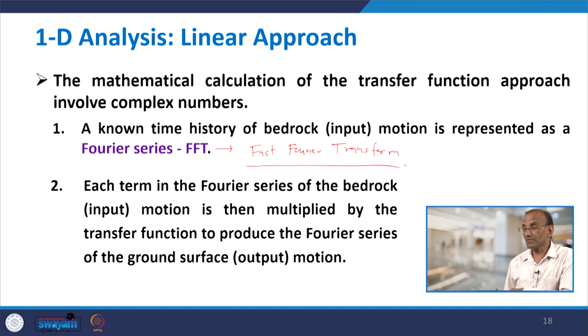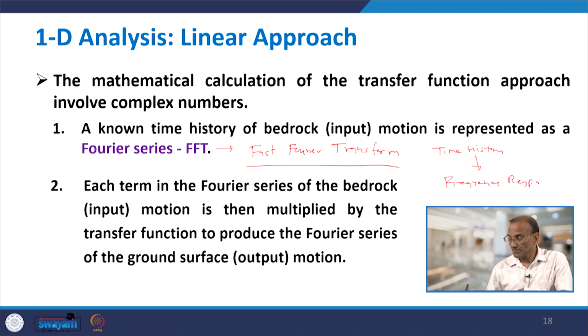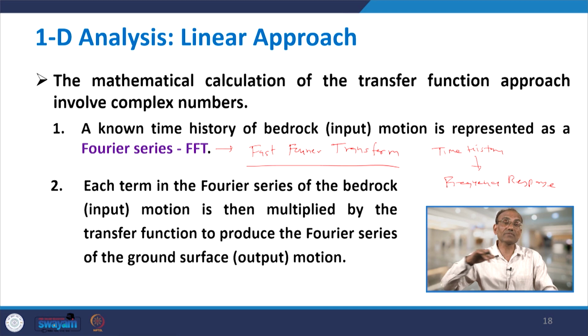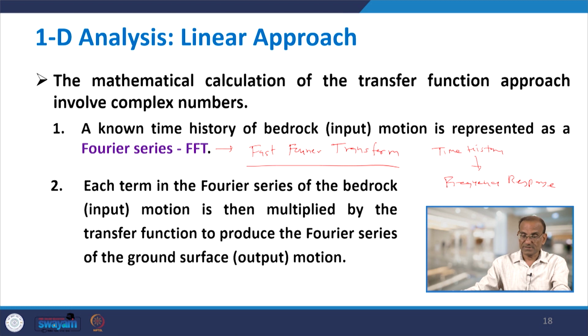Using FFT you transfer a time history into the frequency domain. So, you have a time history, and this is converted into a frequency response curve. In the time history you have time on the x axis, while in the frequency response curve you have frequency omega or f on the x axis, that is the difference, and on the y axis you have Fourier amplitude. So, you use the FFT to find the Fourier spectra for the time history.